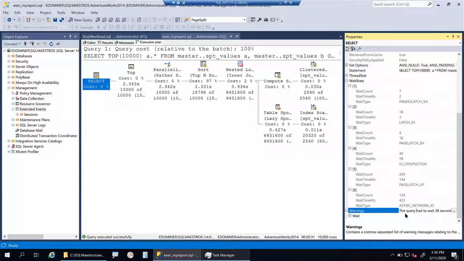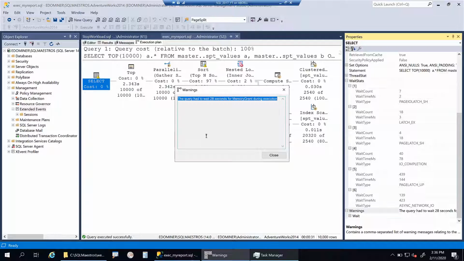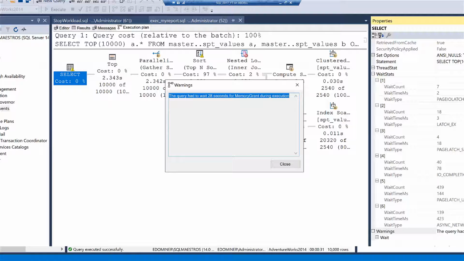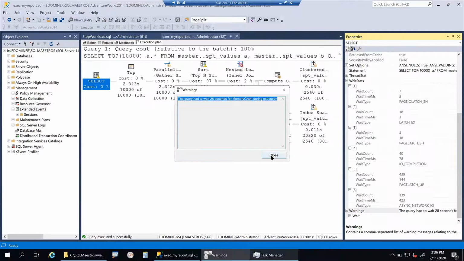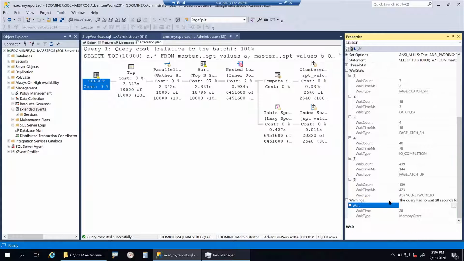And if I click on this warning and I click on this ellipsis button, it says the query had to wait 28 seconds for memory grant during execution. This is the same warning that you saw on the tooltip. Let me close this and let me expand wait. And then I can see, yes, here you can see that wait time was 28 seconds.